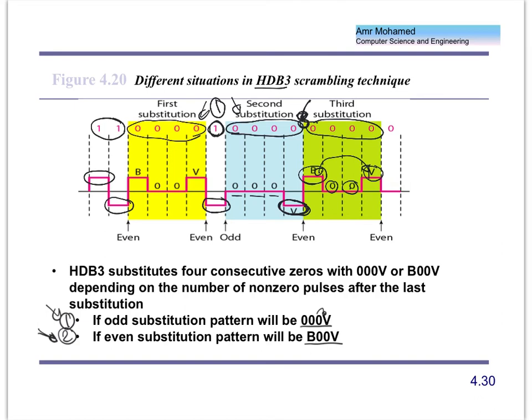Okay, so for the HDB3, we try to be more conservative and replace each 4 consecutive zeros. And we have two cases. If the number of ones before these 4 consecutive zeros is even, then we replace the 4 zeros with B00V. If the number of ones before the consecutive 0 bits is odd, then we replace it with 000V.